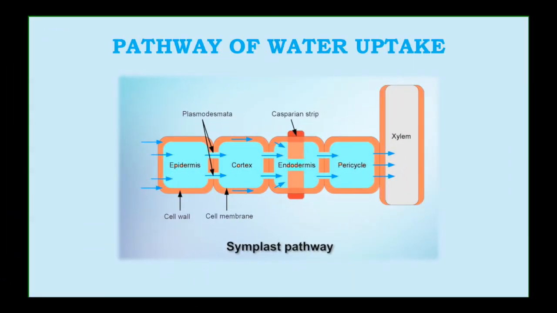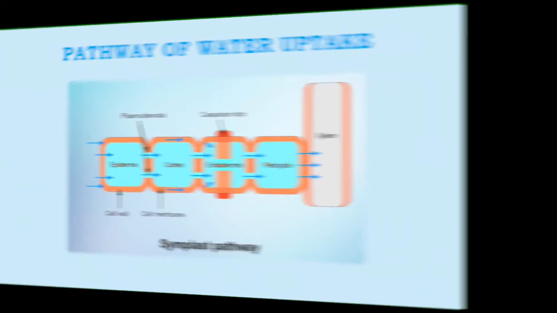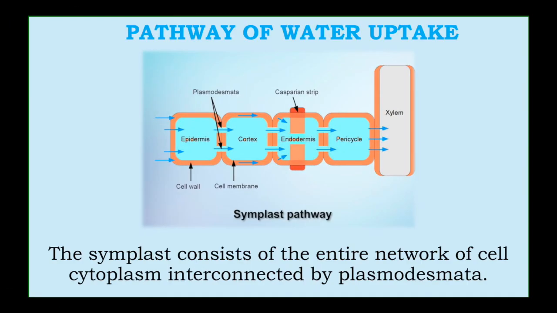In the symplast pathway, water travels from one cell to another via the plasmodesmata. The symplast consists of an entire network of cell cytoplasm interconnected by plasmodesmata. In transmembrane pathways and symplast pathways, water moves from cell to cell due to the difference in the solute potential.